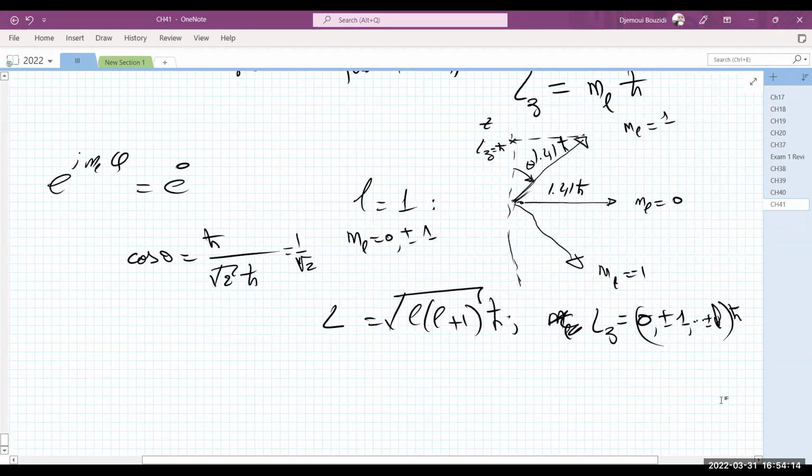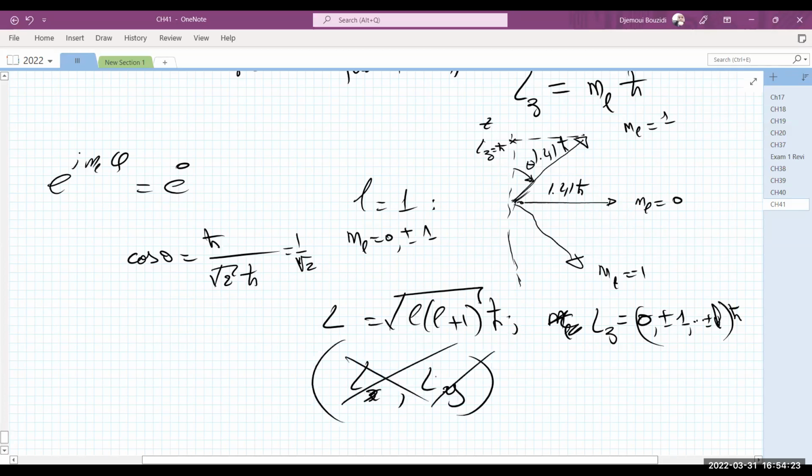Here is something very important to remember. You cannot know what Lx is and what Ly is. Period. So if you're wondering where is the x component of the angular momentum and what is the y component of the angular momentum, they don't exist. I mean, it's not that they don't exist. You cannot know them. And that is because of the Heisenberg uncertainty relationship.